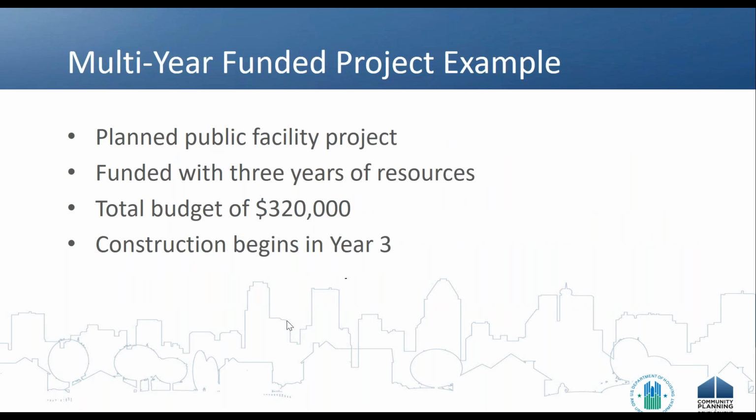Okay, let's look at an example. In this case, we're going to look at an example that's a planned public facility project that's going to be funded by three separate years. So this is sort of a planned budget of $320,000, and they're taking 3 years to set aside the funds to go forth with this particular project that won't really begin construction until that third year. So we're going to sort of walk through this scenario here.